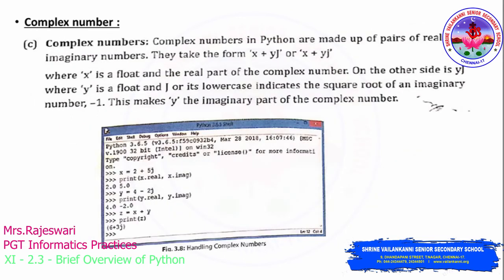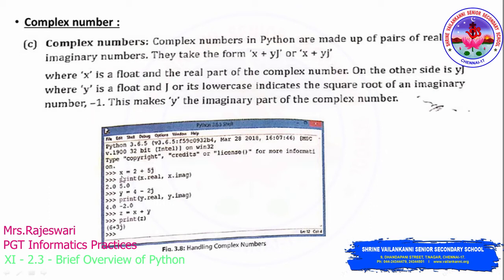Now we will discuss complex numbers. A complex number is a combination of real and imaginary numbers. So it will most probably be in this form, x plus yj or x plus yJ, either in capital or small. x will be the floating point or the real part of the complex number, and yj is the imaginary part. y is the floating point number and j will be considered as the imaginary number. The imaginary number j means the square root of minus 1.